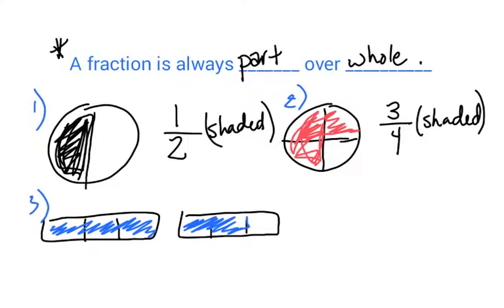And then the last example is a little bit trickier because there's more than one whole here. This entire piece is a whole, and this entire piece is a whole. But we're not asking how many pieces are there total. We're asking how many pieces are there that make up a whole. So there are 1, 2, 3. So the denominator is going to be 3. And how many parts are colored in? Well, there's 1, 2, 3, 4, 5 colored in. So it would be 5/3.